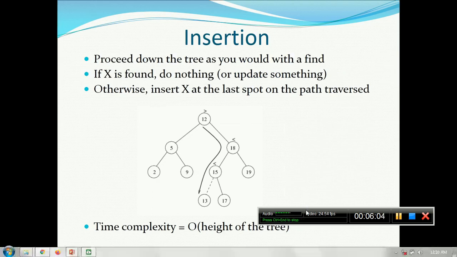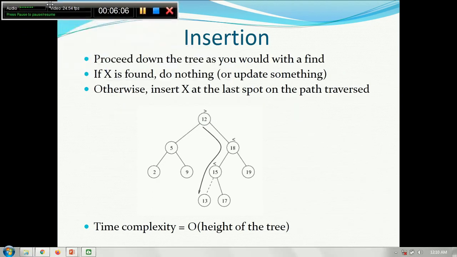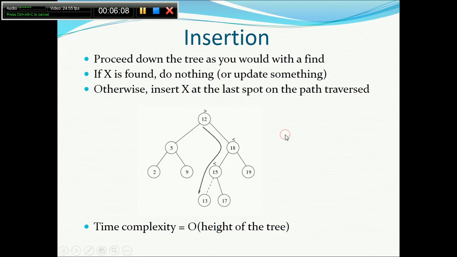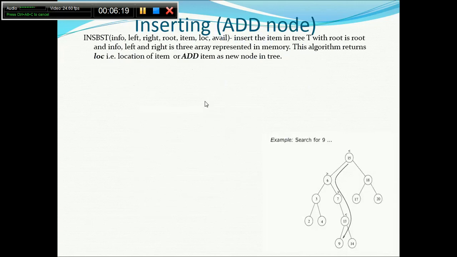So the complexity would be order of height of the tree where you actually do the insertion, because in the average case it would be order of log n base 2. In the worst case it could jump up to order of n in the case of the skewed nature of the tree. Now we'll see an algorithm.